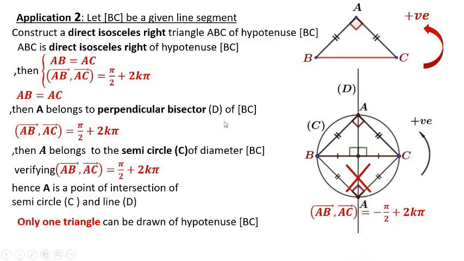Final conclusion: whenever we say a triangle is direct right isosceles of a given hypotenuse BC, we have just one triangle. In this application, the correct triangle satisfying this condition is the triangle ABC as shown in the figure.